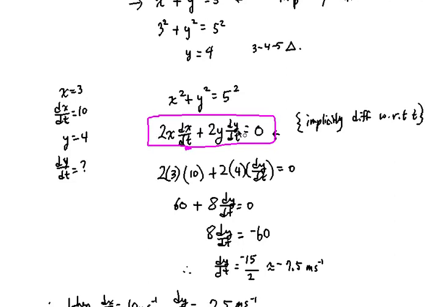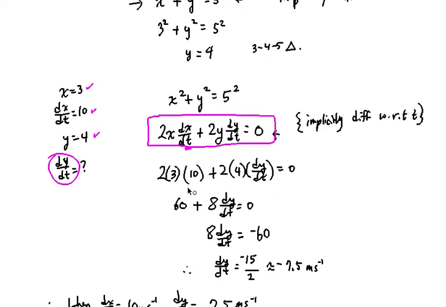Okay? So now let's go back. And the question was, when x is 3, what are all the other conditions? So I'm given this, I'm given this, I found this at this time, right? And now we're asked to find dy/dt. So I just substitute those in. So I do 2 times 3 times 10 plus 2 times 4 times this, which is still a variable, and that's what I want, equal to 0.